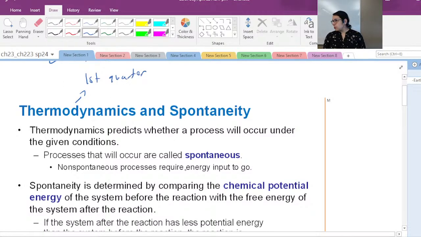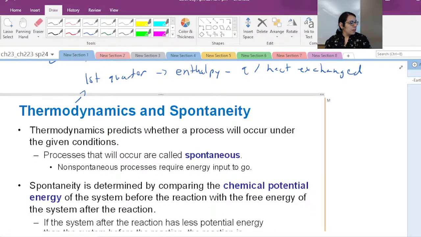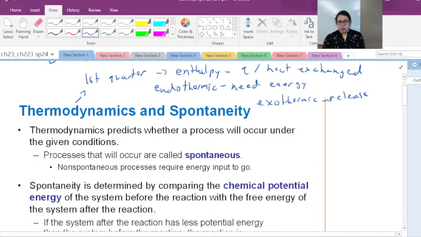In the first quarter we had started introducing the subject of thermodynamics, and we studied our change in enthalpy, and that was our q, or basically our heat exchanged. And we kind of summarized everything. So we said either we have these endothermic processes that, of course, need energy, and we also have exothermic processes that release energy. And again, we were mainly looking at energy in the form of heat. So we were just looking at our heat being exchanged.